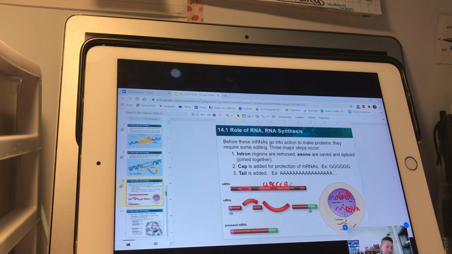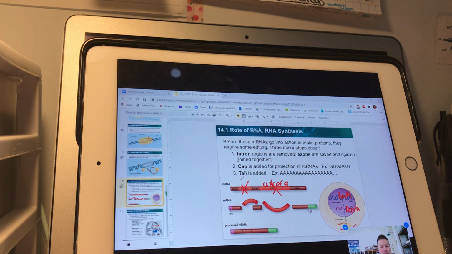Before this messenger RNA can move into the cytosol, you have to remove the introns, okay? You have to get rid of the introns. Introns are segments of RNA that are just junk. It's kind of like proofreading.